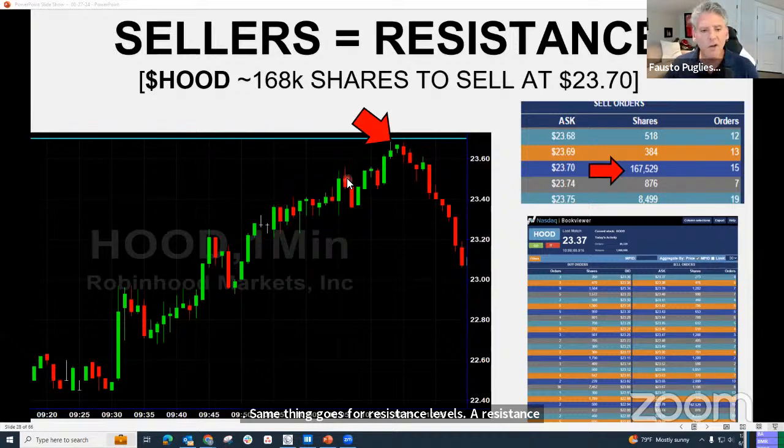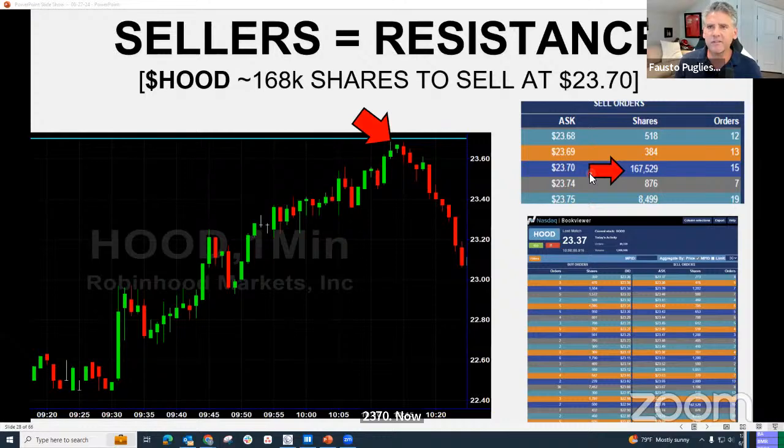If you look right here on the stock HOOD, this is Robinhood stock. The stock went from 2240, shot up to 2360, and came right back down. It stopped specifically at that number of 2360-ish, which was technically 2370. The only reason why it went down and it didn't get to 24, 25, and it stopped at 2370 is because there were 167,000 shares looking to be sold at 2370.